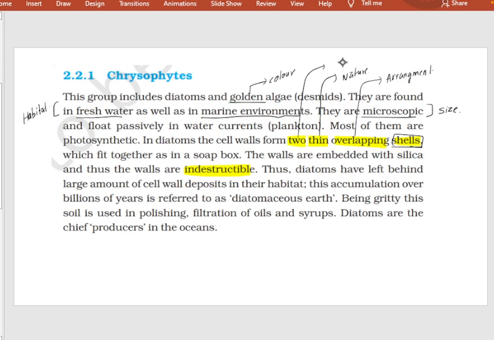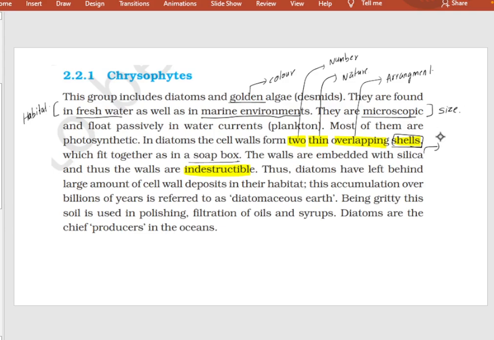Number is 2. Like this you study, you won't forget any point. Number 2, nature thin, indestructible. Arrangement is overlapping, like fitting together as a soap box. Now what is it embedded with? Silica.